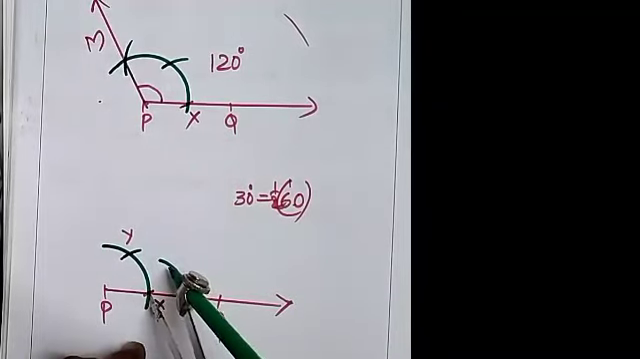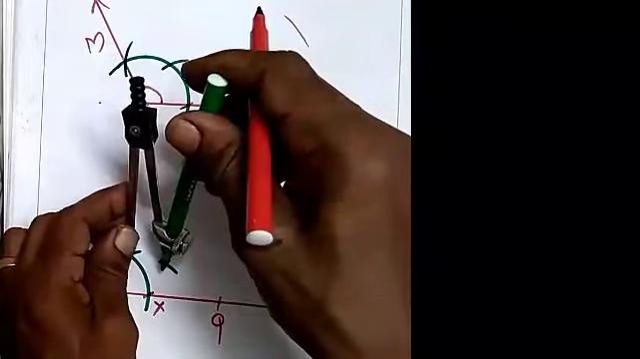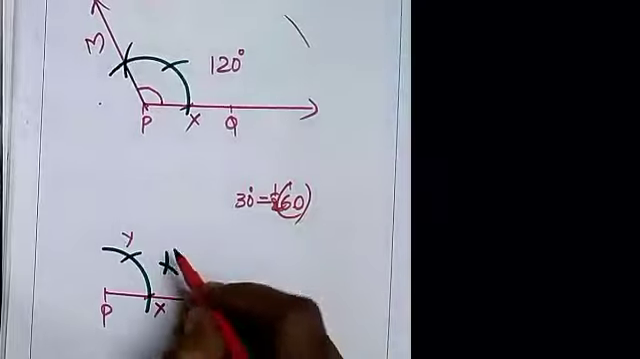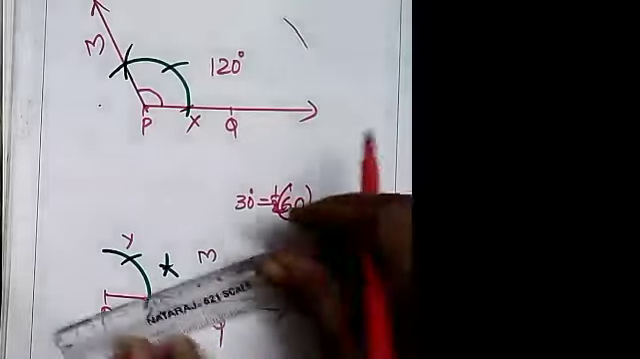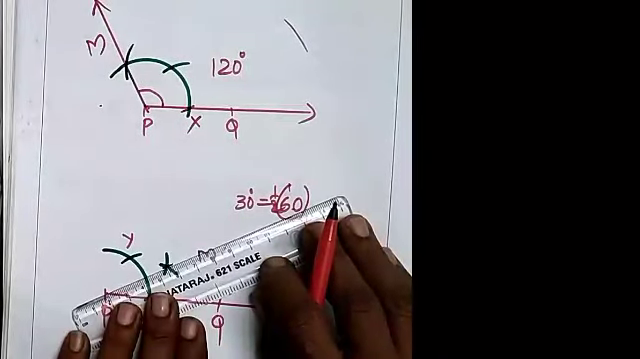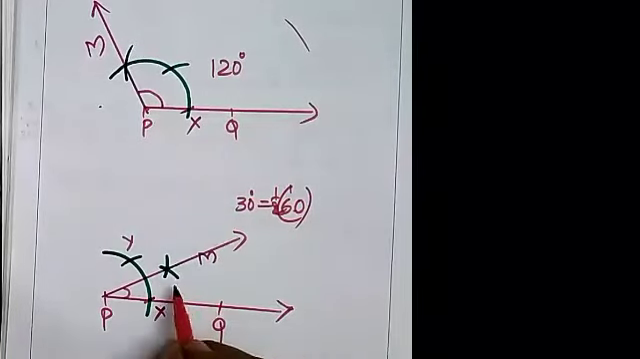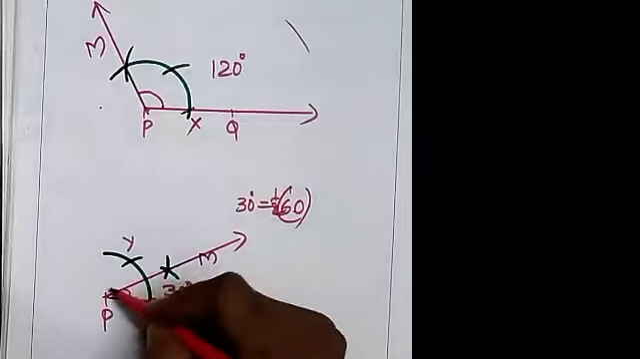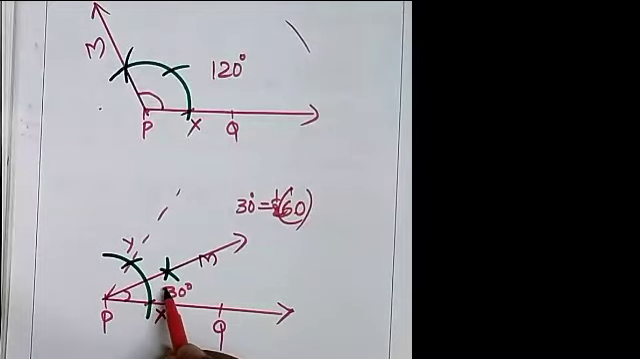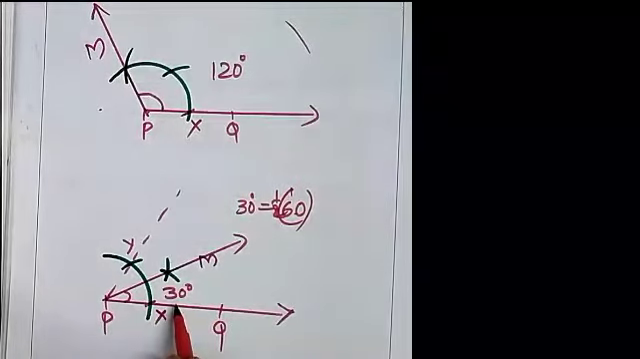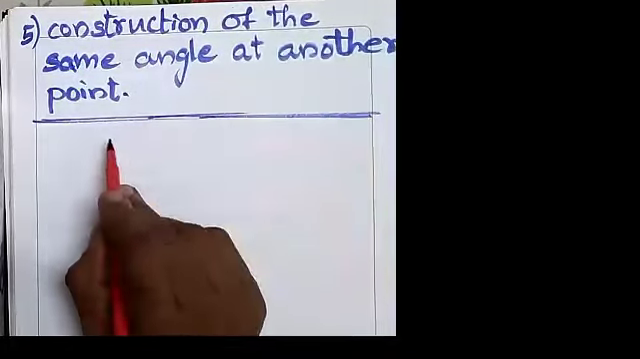With X as center, draw an arc, and with the same radius, with Y as center, draw another arc. See, now we are getting this point. Here it is M. Now the next step is to join PM. Now we can see that this angle has a measure of 30 degrees. So actually our construction is what? First we construct 60 degrees and then bisect that to get 30 degrees, because our question is to construct 30 degrees only.